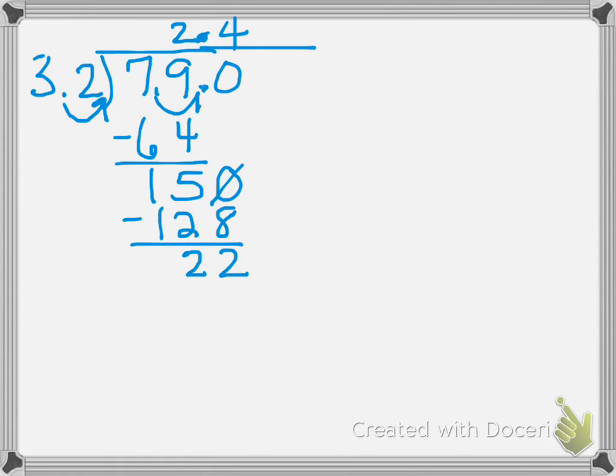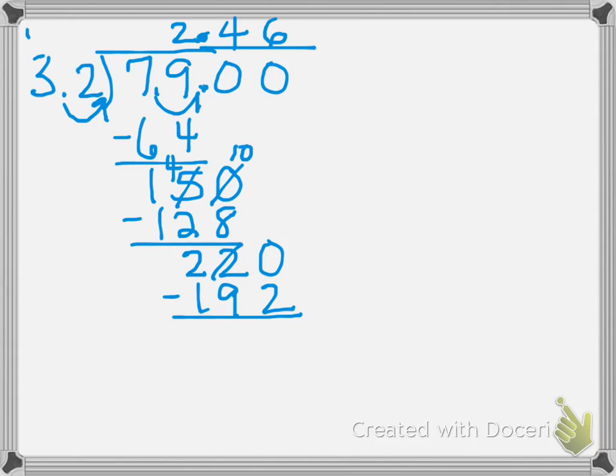Okay, and of course you have to borrow. Okay, bring down your next 0. 32 goes into 220. Let's try 6. 6 times 2 is 12. Carry 1. 6 times 3 is 18, 19. Subtract. That's 8. And this is going to be 11 minus 9, which is 2.